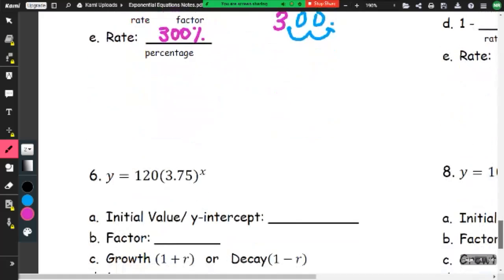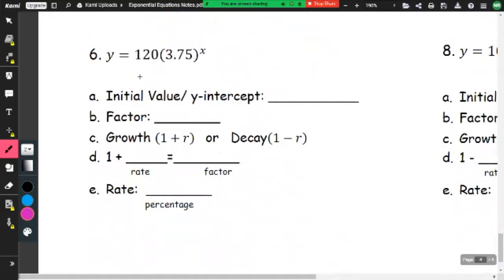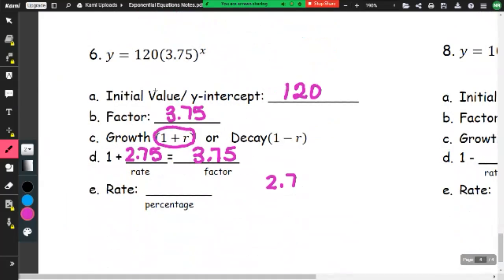Questions? 6, where do we start? What are we multiplying? 3.75. Factor is a multiple, we're multiplying 3.75. 3.75, is that larger or less than 1? Larger, so we're looking at exponential growth. And what did you add to 1 to get to 3.75? 2.75. All right, take the 2.75, move that decimal 2 to the back. And what percentage did we get? 275.